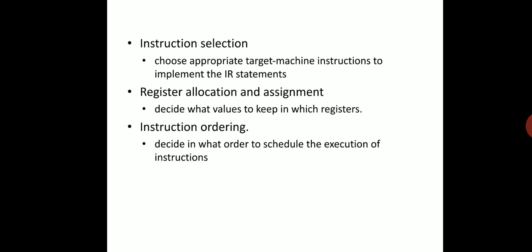Okay, that is a very important task performed by the code generator, register allocation and assignment, because execution of a register operand is faster as compared to a memory operand, and we have a small number of registers available in the machine. So proper selection and allocation of registers must be done. Instruction ordering, what instruction to execute in which order, is also a very important point to get optimized and efficient target code. So these are the 3 main tasks performed by the code generator.